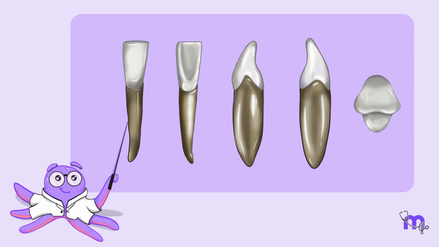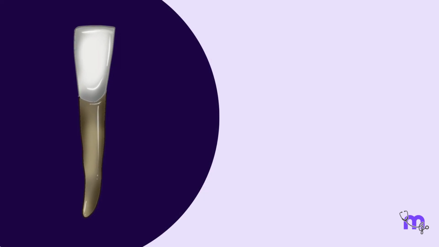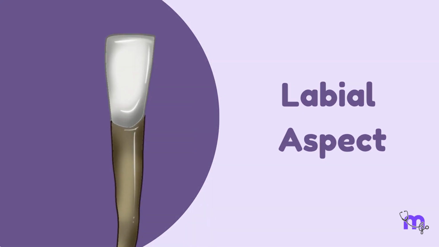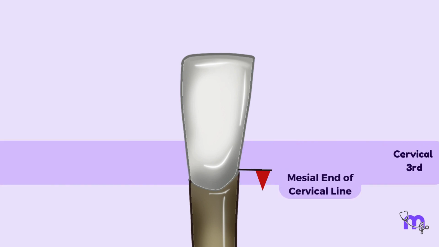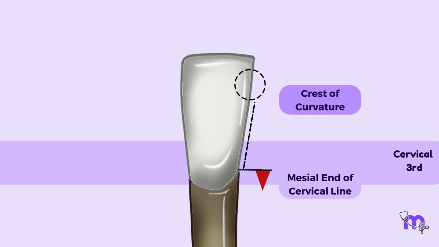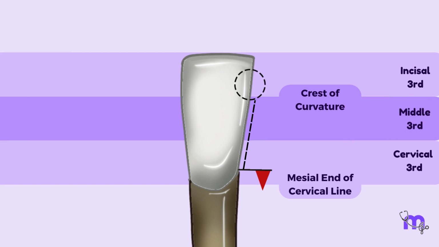To conclude, let's now discuss its morphology from various aspects. Starting with the labial aspect. Tracing the outlines first, beginning with the mesial end of the cervical line. The mesial outline is almost straight until the crest of curvature or contact area, located incisal to the junction of the incisal and middle third. Afterward, it ends with a relatively sharp mesio-incisal angle.